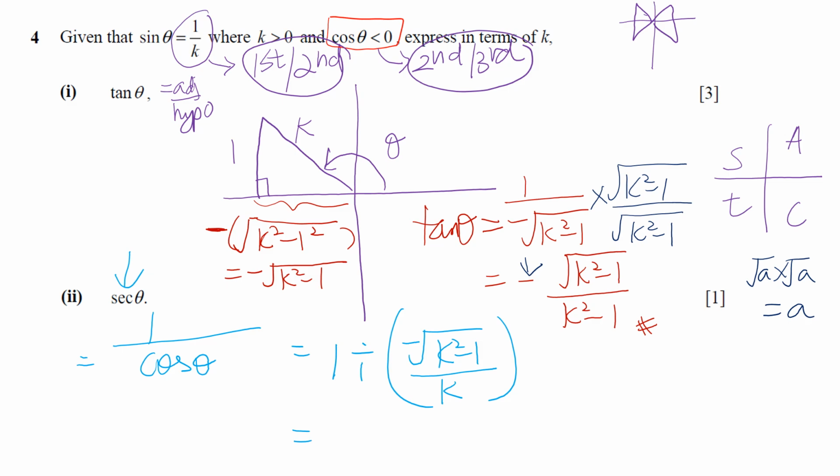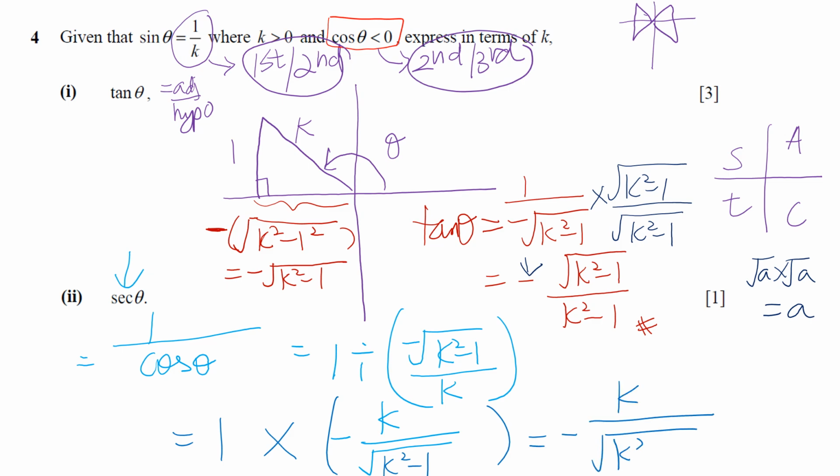Right, then we change the division sign to multiplication. We flip the second fraction. It's one times that, sorry. There's no skipped step, otherwise you'll be wondering why. So change the division to times and flip the fraction. So the answer will be negative k over square root k squared minus 1. And again, it kind of makes sense because cosine theta is a negative value in the second quadrant.